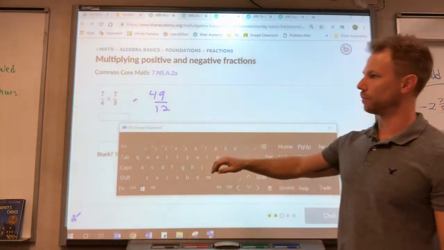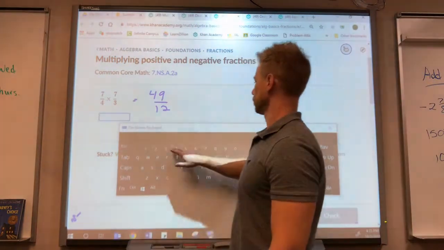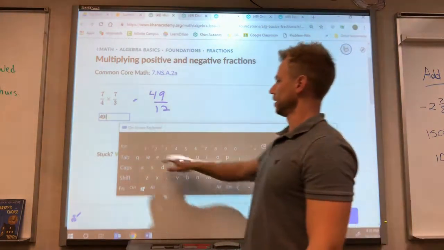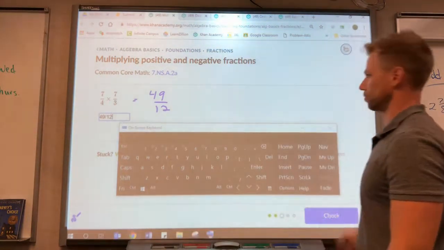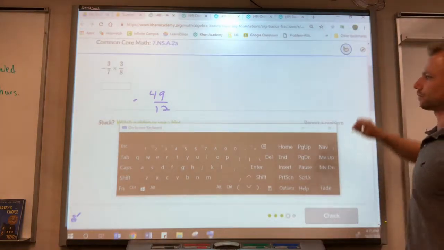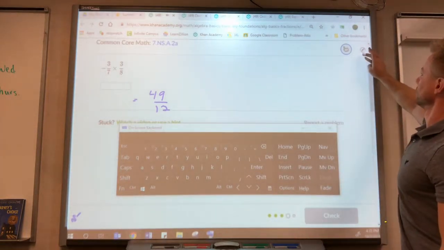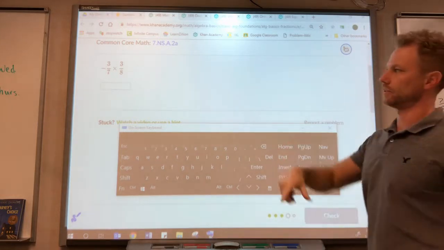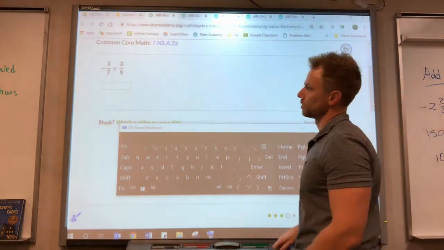You could change it to a mixed number, but you can also just leave it as an improper fraction as well. And those are both positive on the last example, so the answer was positive.